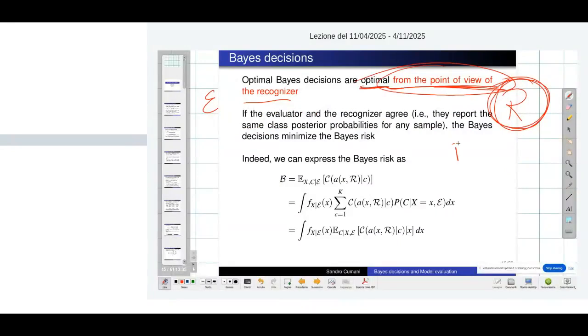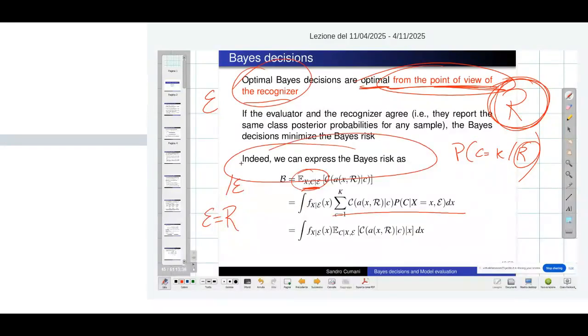So the recognizer is optimizing the decision when the class assignments are taken according to the recognizer output, while the bias risk is optimizing an expectation where the expectation is taken according to the evaluator's view of the world. How do these two reconcile? We can show that if the recognizer and the evaluator are the same entity, so they have the same distribution, then our optimal bias decision optimizes the bias risk. So optimal decisions are optimal for the bias risk when the decision maker is the same entity as the evaluator.